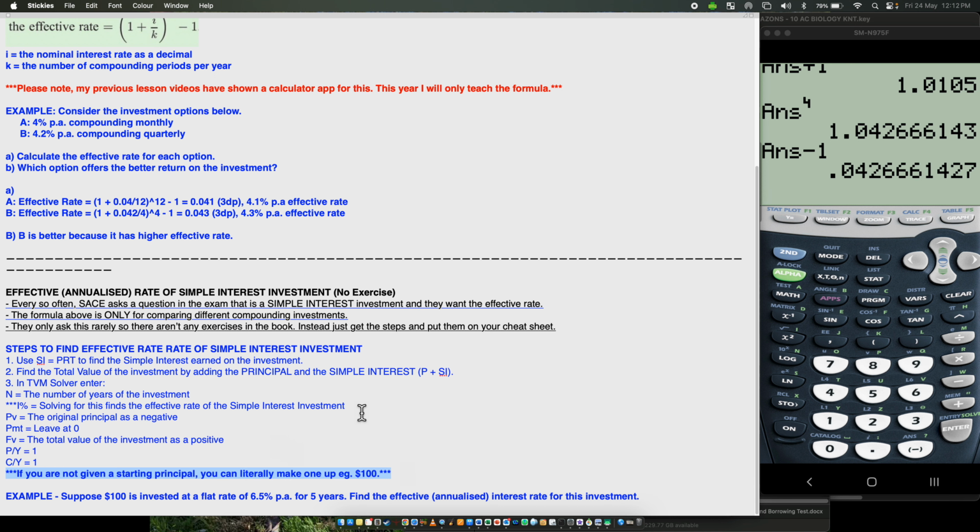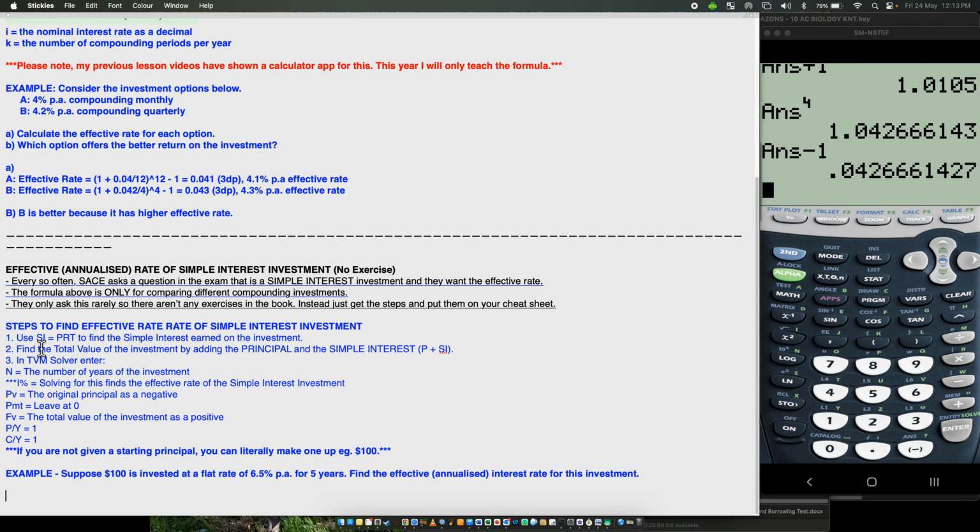Okay. Example, suppose $100 is invested at a flat rate of 6.5% per annum for 5 years. Find the effective annualized interest rate for this investment. The reason why we have a separate example here is because this says flat rate, which is another word for simple interest. So you need to apply these steps to it. Why do we need a special thing here? Your book doesn't have exercises for this, yet SACE asks for it every so often. So this should just go onto your cheat sheet.